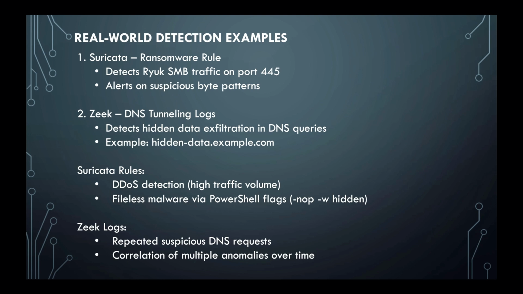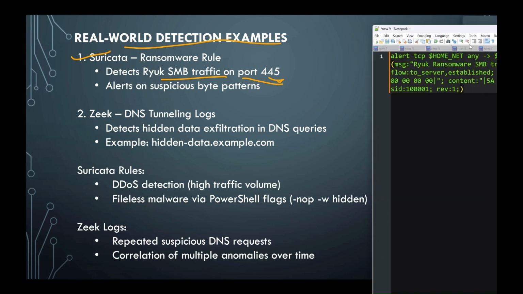All right, so next we have real world SOC detection. Detecting a ransomware attack. Ransomware can spread like wildfire across the network, encrypting files and demanding a ransom to decrypt them. Suricata can detect it early, especially if the attack uses a protocol like SMB on port number 445. So here's the rule that would help Suricata spot Ryuk ransomware, one of the most notorious strains.